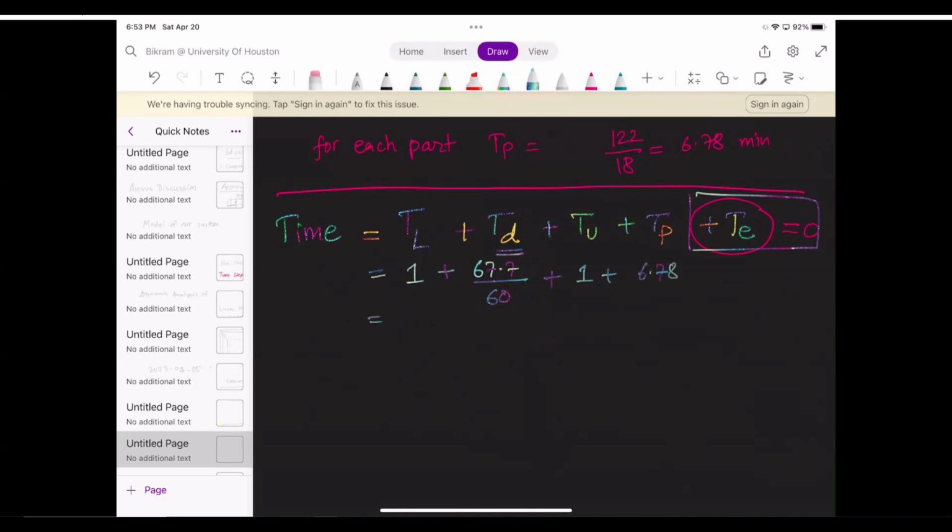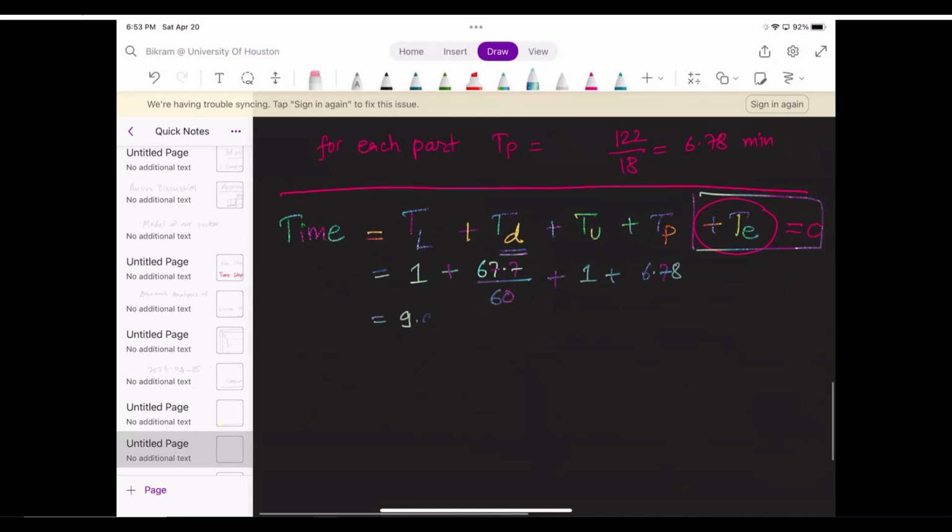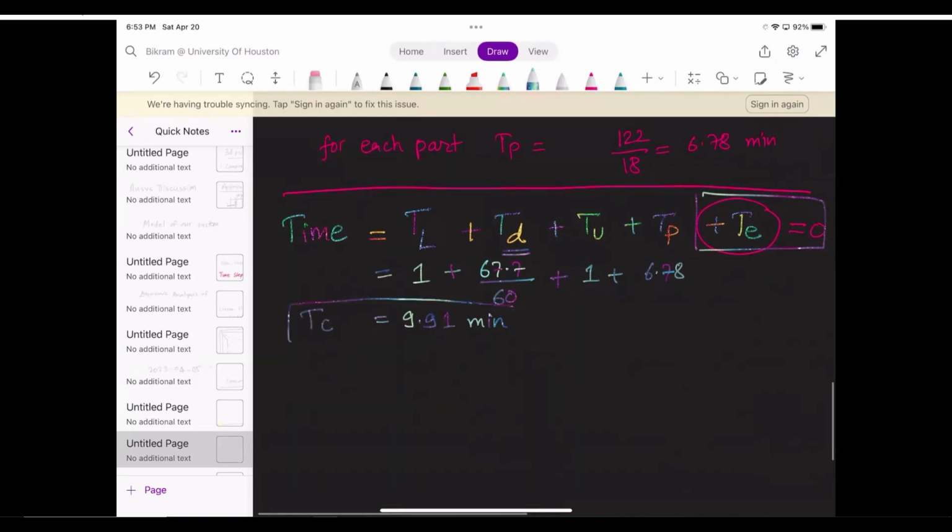So the total time, if you add 6.78, 7.78, 8.78 plus 1 point something, this will give us 9.91 minutes. You can use a calculator. I have it with me. So it will give us 9.91. This is the delivery cycle time. So the best we can do, when we don't have any traffic factor, efficiency is 100%, everything is working well and the vehicle is available all the time, is deliver one product on average in 9.91 minutes.